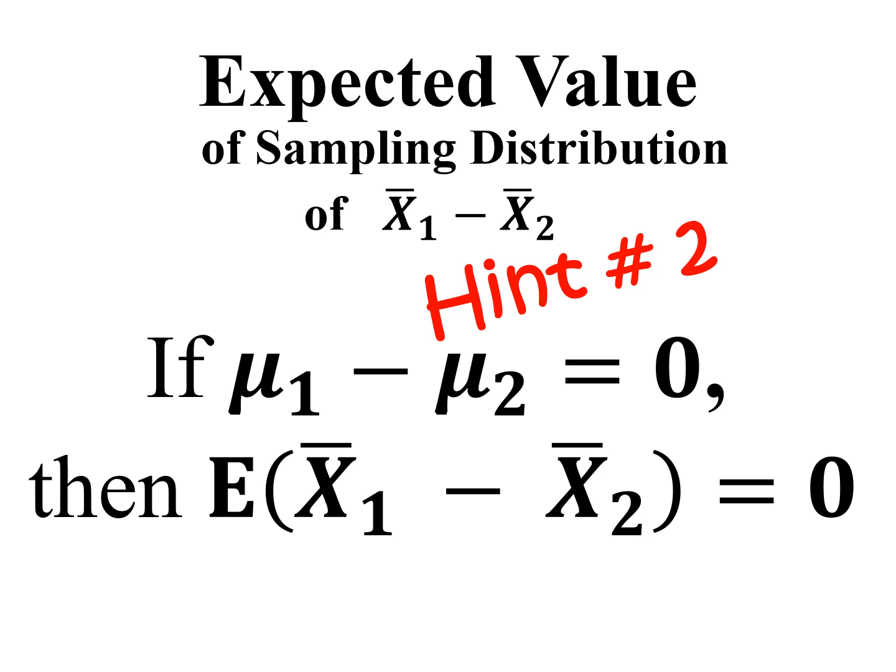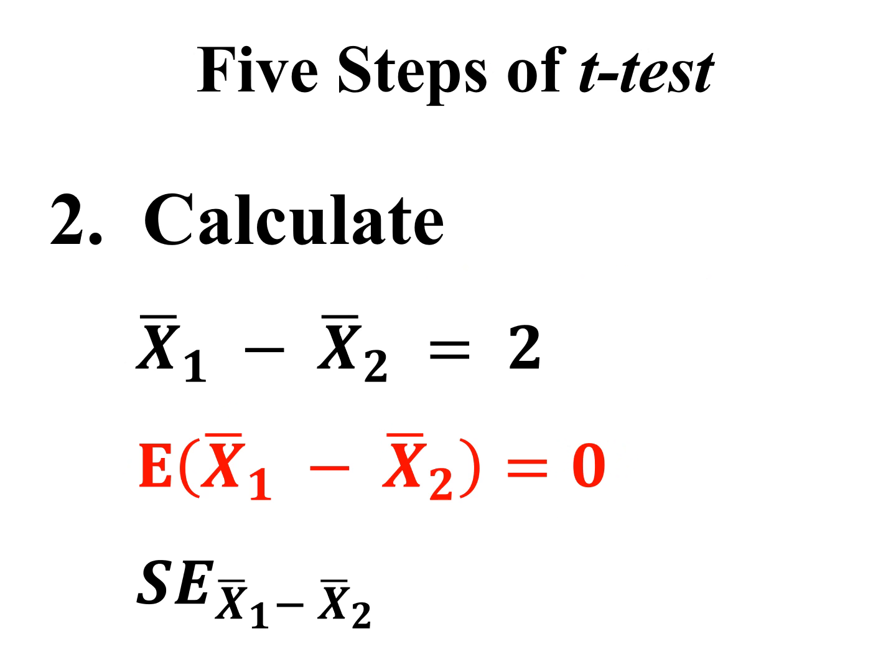If the null hypothesis is true, then the expected value of the difference between the means is 0. In the first step of the t-test, we assume that the null hypothesis is true. So what must the expected value be? The expected value of the sampling distribution is 0. And when we do a t-test, the expected value is always equal to 0 because we make the assumption that it is 0 in the first step.